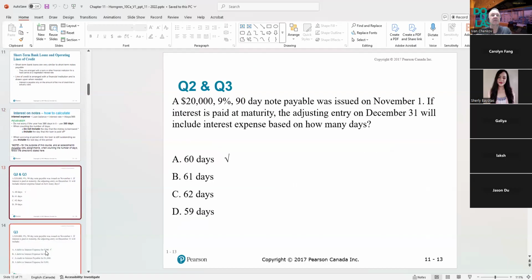So let's do one test to see if you actually understand what we're talking about here. First one: $20,000, 9%, 90 days note payable issued on November 1st. If interest is paid at maturity, what will be the adjusting entry on December 31st? And how many days will that journal entry have to include?